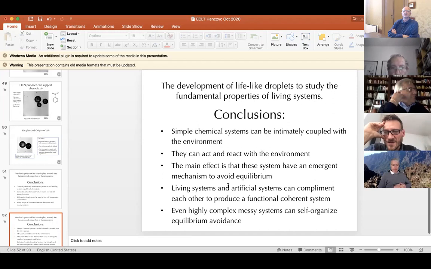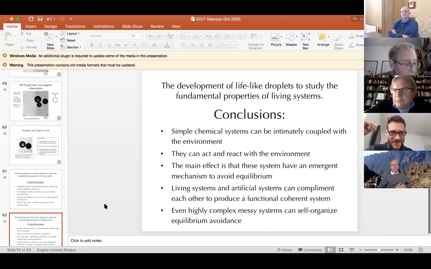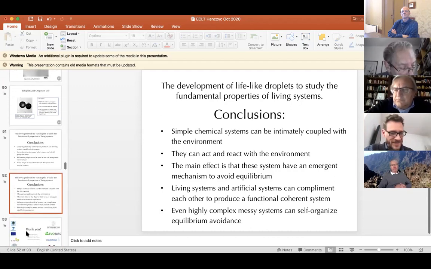Because when we transported human cells around, the droplets would not move without the biosurfactants, and the living cells would not move unless they were moved by the droplet, right? So they depend on each other to make the system into one functional coherent system. And we're still interested in how highly complex, messy systems that you don't purify could self-organize into interesting, maybe lifelike behaviors. Self-movement is just one of those.